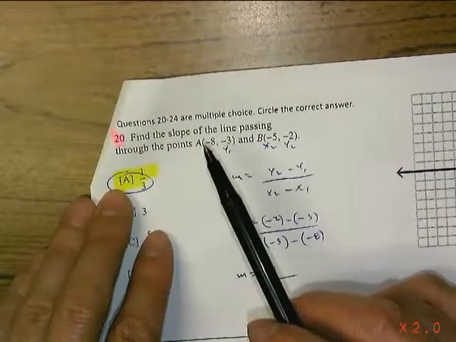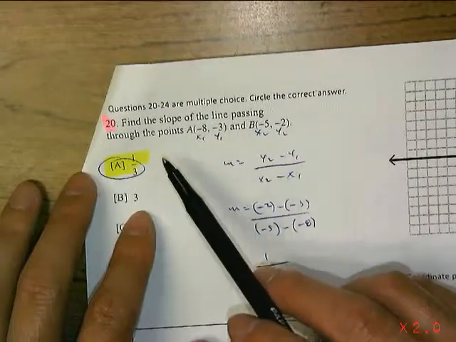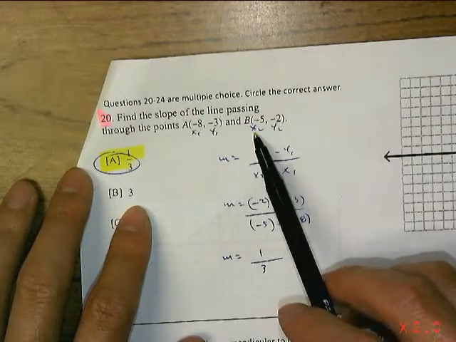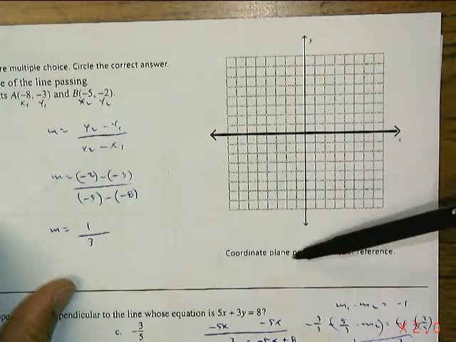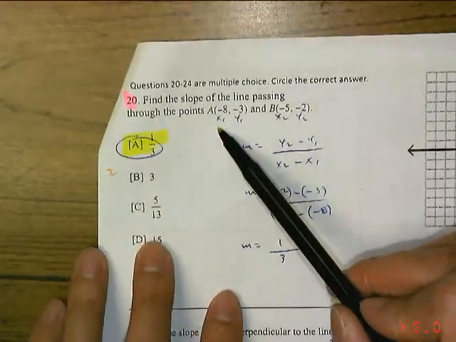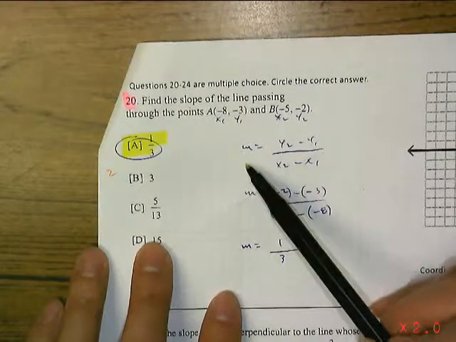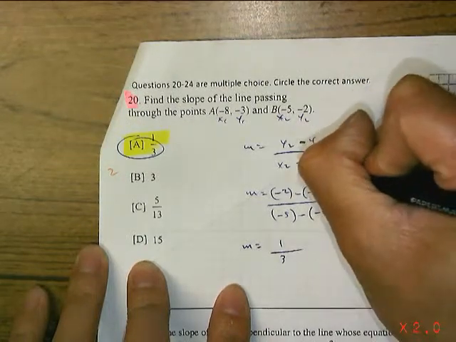Questions 20 to 24 are multiple choice. Circle the correct answer. Find the slope of the line passing through points A and B. I gave you a coordinate plane if you wanted to graph it. Coordinate plane provided for your reference, so you didn't have to use it. I used the equation, label your points. I wrote down my format, always write it down first. Make sure that subtraction sign is always there.